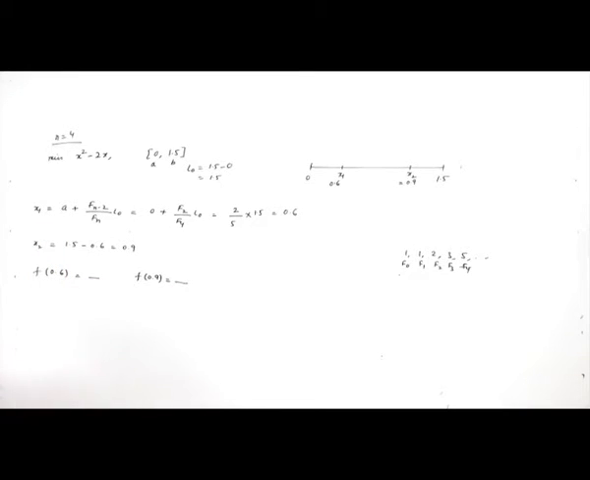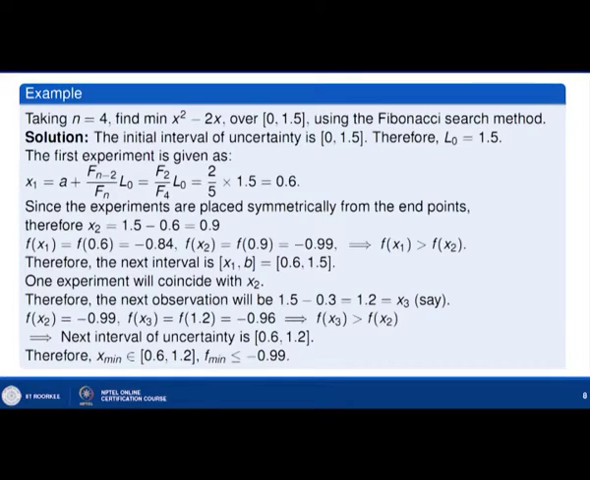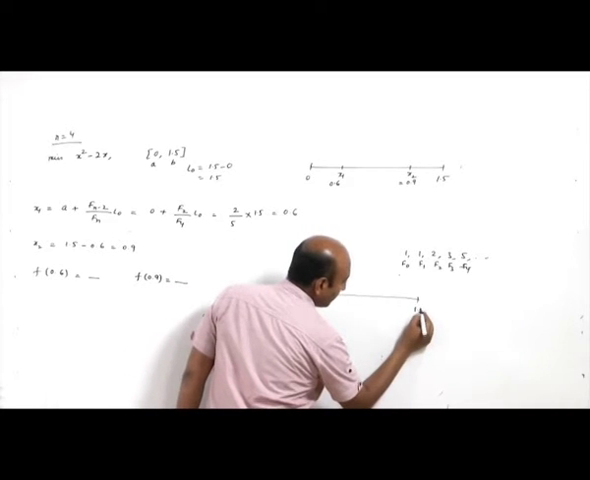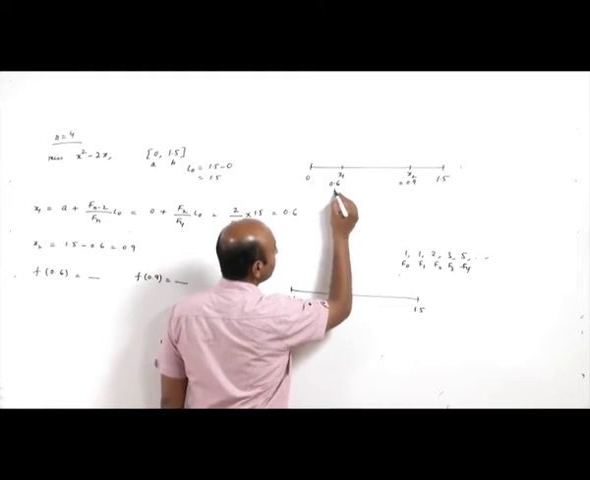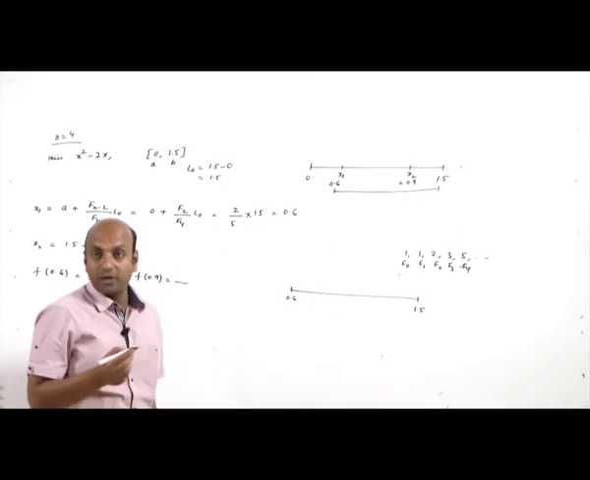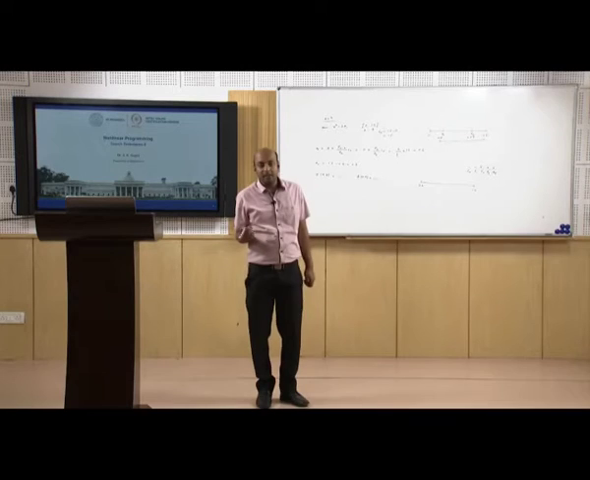Okay. So, we have obtained f of 0.6 and f of 0.9, and we have observed that f of x1 is greater than f of x2. So, what will be the next interval of uncertainty? The next interval of uncertainty will be x1 to b, because the value of f of x2 is lesser than the value of f of x1. So, the next interval will be 0.6 to 1.5. So, the next experiment is from 0.6 to 1.5, from here to here. So, we are reducing the interval of uncertainty.